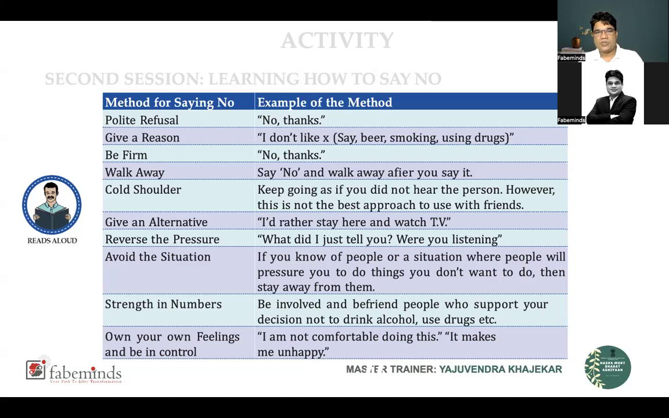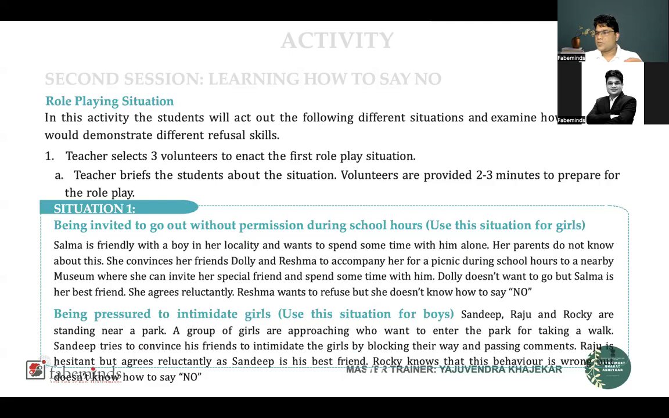Avoid the situation. If you know of people or situations where people will pressure you to do things you don't want to do, then stay away from them. Strength in numbers. Be involved and befriend people who support your decision not to drink alcohol or use drugs, etc. So you just need to involve other people, those who are friends with you and who will support your decision. Own your own feelings and be in control. I'm not comfortable doing this. Okay, it makes me unhappy. So these are the role-playing situations.